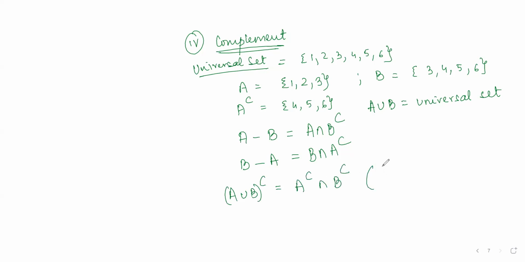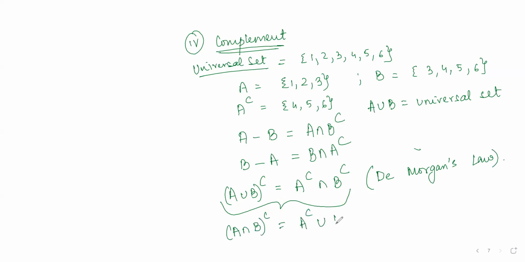Can anyone tell me who first basically derived this, and it's named after him? It's called dash law. Can you specify in the chat box? It's what law? It's De Morgan's law. That's correct. It's De Morgan's law. Okay. A union B whole complement is A complement intersection B complement, and A intersection B whole complement is A complement union B complement.